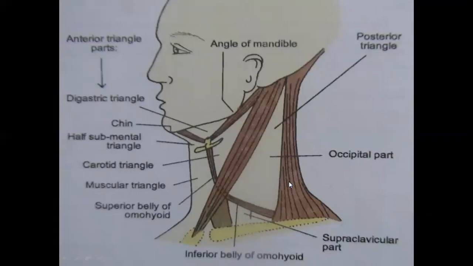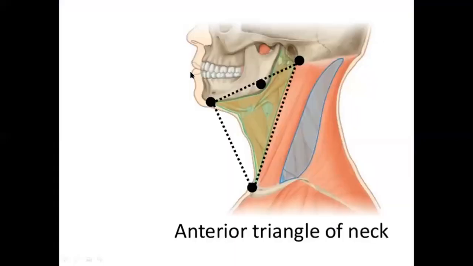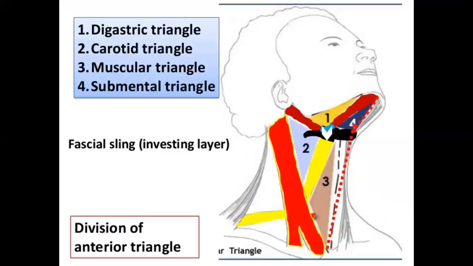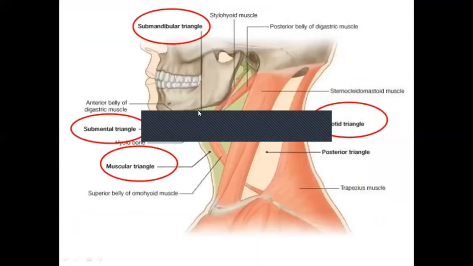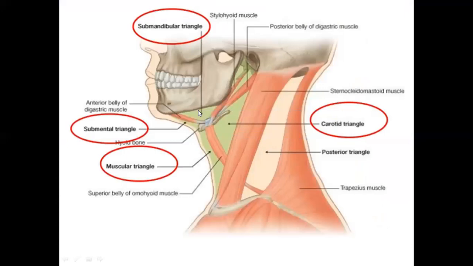So we start with the submental first. The submental triangle lies below the chin. Here you see the submental triangle; it lies between the two anterior bellies of digastric. See, this is the submental triangle. The base is formed by the hyoid bone, here you have the hyoid bone, and the apex lies at the chin.